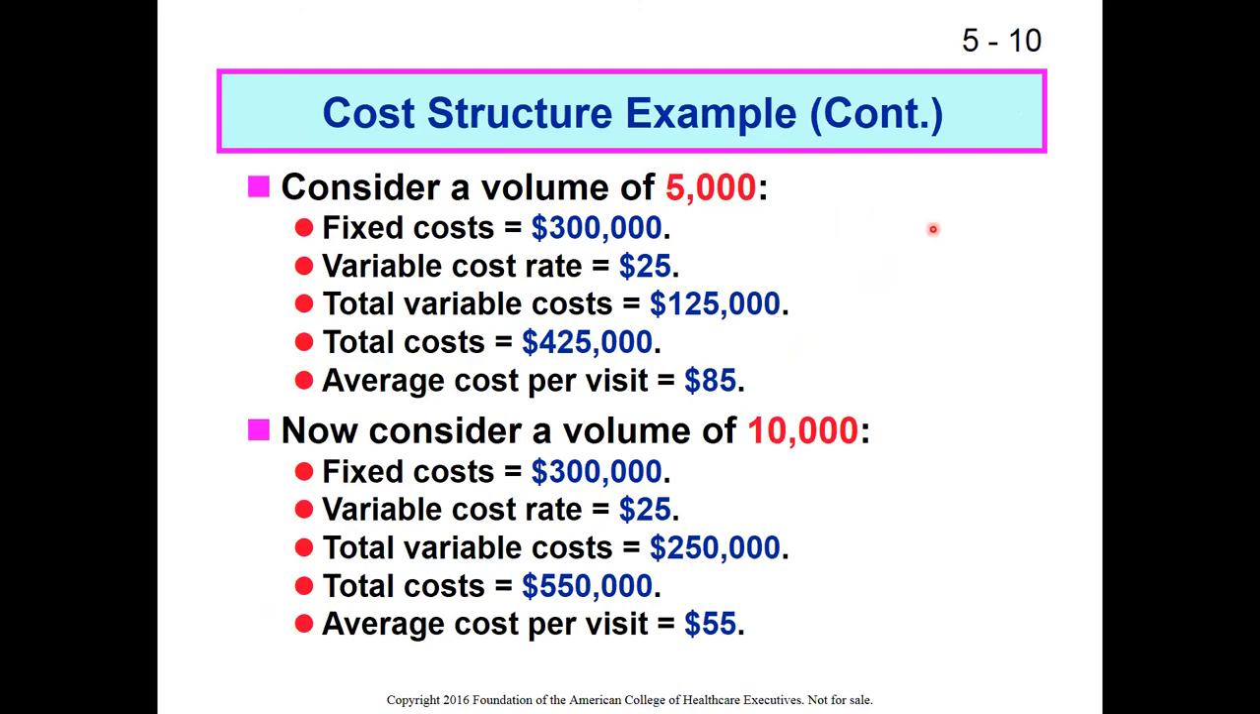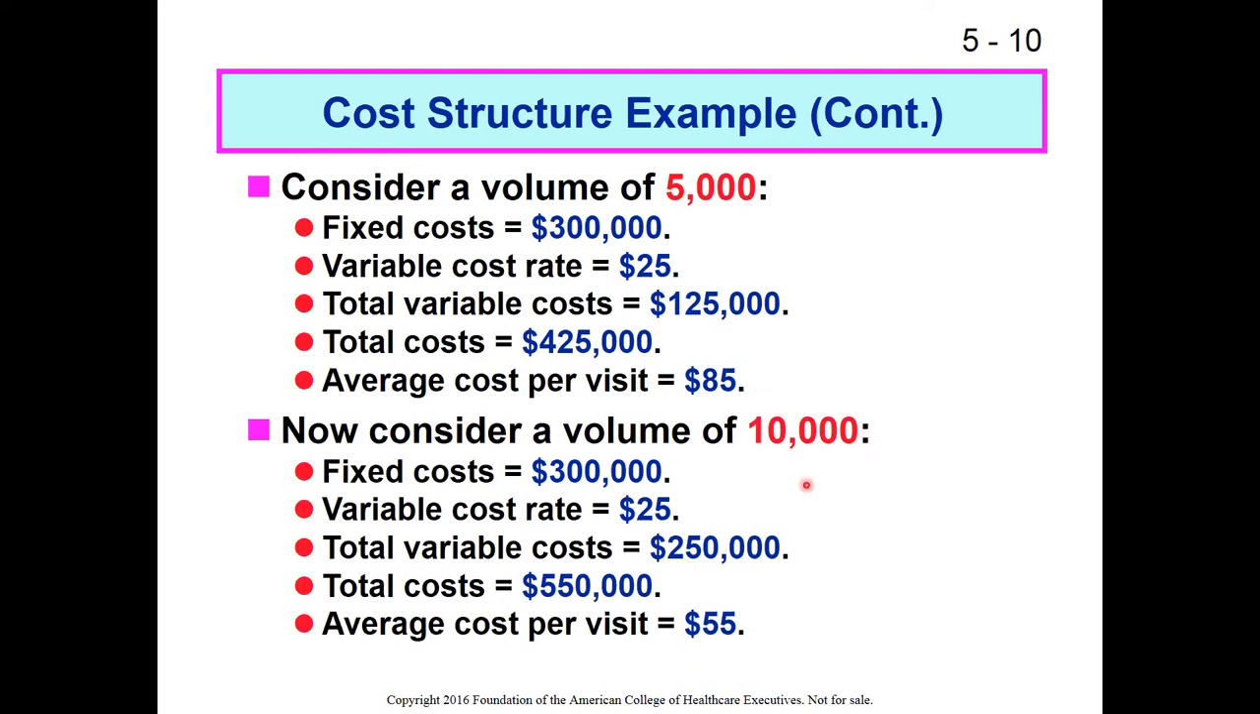So an example here, at a volume of 5,000, we had 300,000 in fixed costs, a variable cost rate of $25. So our total variable costs were 25 times 5,000, which is 125,000. So the total cost of providing 5,000 visits is the 300,000 in fixed costs plus the 125,000 in variable costs, which gives you a total of 425,000. To get the average cost per visit, you divide 425,000 by 5,000, and that gives you 85.